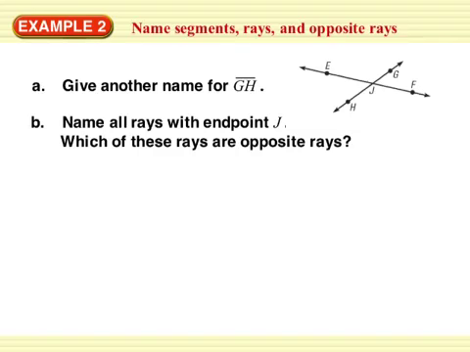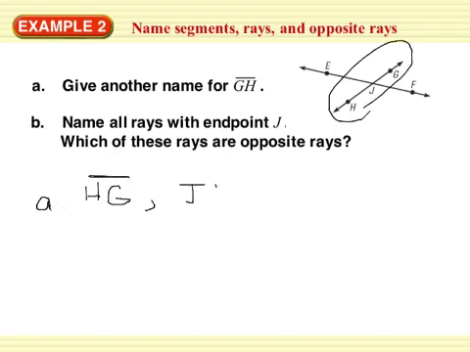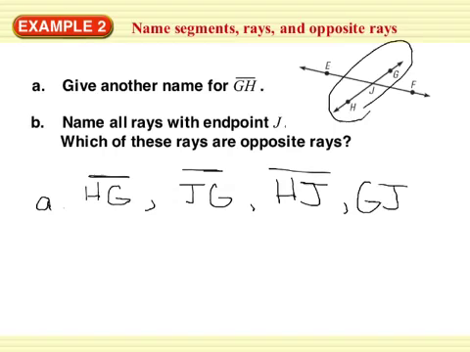Another example. Give another name for segment GH. Here I have GH. I can also name it segment HG, or I can name it JG, sorry, or HJ, or GJ, or JH with segments over them. Please use correct labeling.